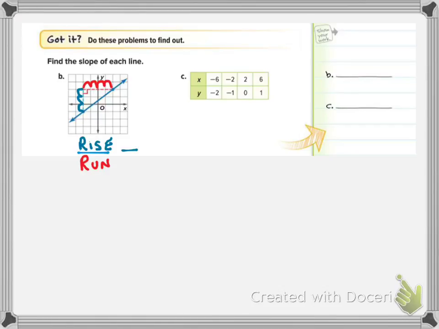Hopefully you looked at the fact that it went up 3 and over 4. 3/4 can't be reduced, so the slope of that line is 3/4. In part C, we need to use 2 points. So we're going to use, again, the change in the y values. So I'm going to take my second y value and subtract my first y value. And I'm going to put that over my second x value and subtract my first x value.